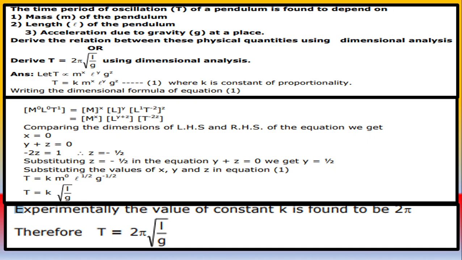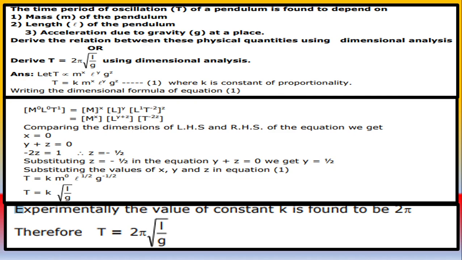Mass, you have to see how many times: only x. Length we can see is to the power of y and to the power of z, so y plus z. For time, minus 2 into z, so minus 2z. Later we have to compare the dimensions of LHS and RHS of the equation. Based on that we get x equal to 0, that is M to the power of 0. L to the power of y plus z is 0 on the other side, so y plus z equals 0.